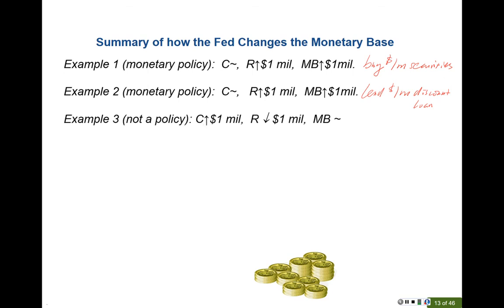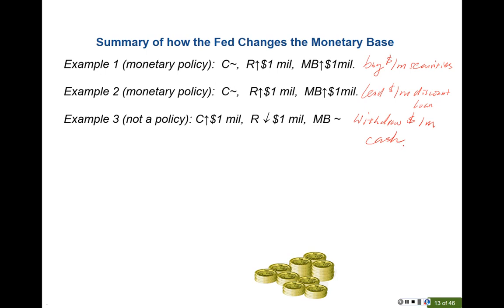Example 3 is different. In example 3, we assume the non-bank public withdraws $1 million in cash from their checkable deposits. Obviously, this is not monetary policy taken by the Federal Reserve. So what happened to the currency, reserves, and the monetary base? We already know the currency will go up by $1 million, reserves go down by $1 million, and the monetary base remains the same.